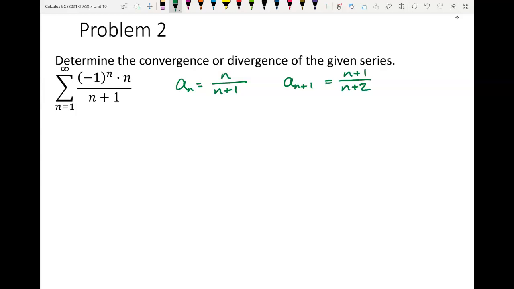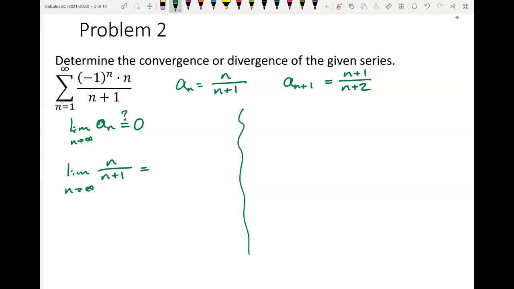N plus 2, good. All right, now we have our two conditions. Our first one is that the limit as n goes to infinity of a sub n needs to be equal to 0. That's what we want to know. However, what do we notice? It equals 1. Does it equal 0? So I can actually stop there, because since that condition is not met, I don't even need to worry about the second one. This diverges.